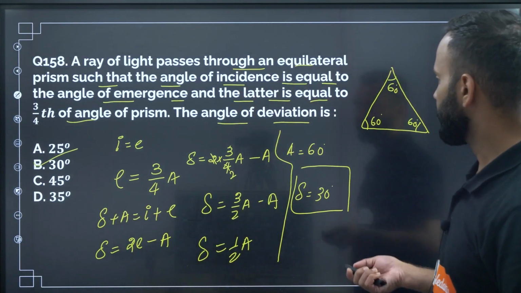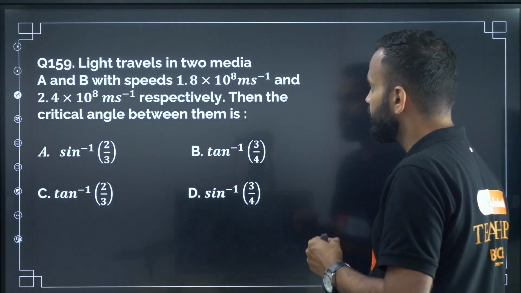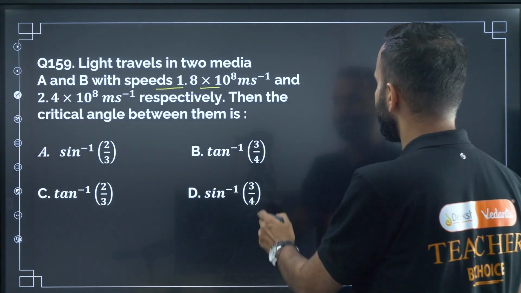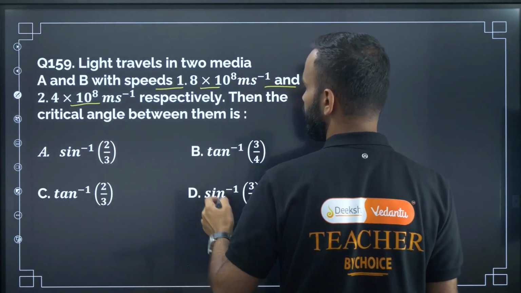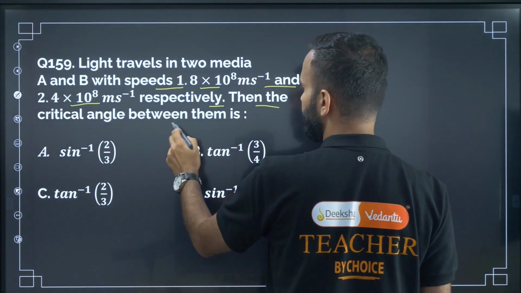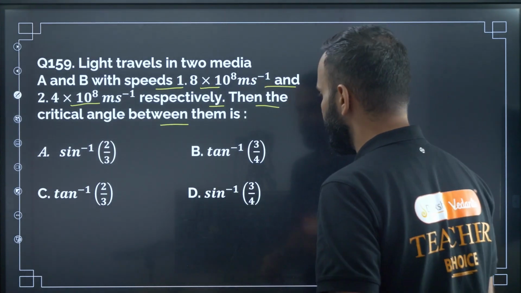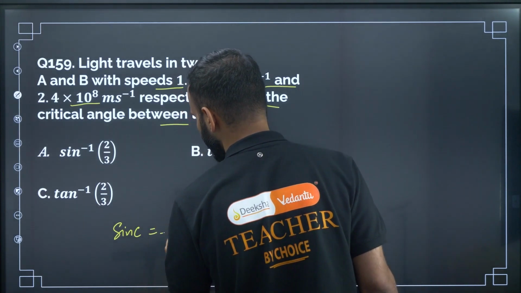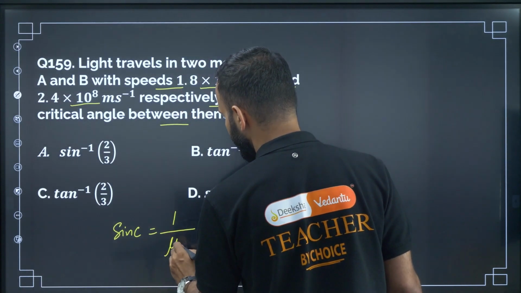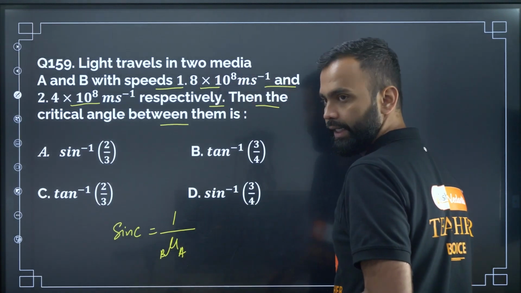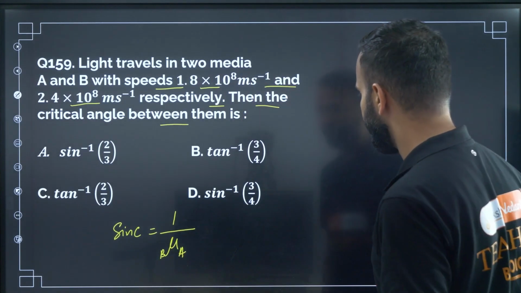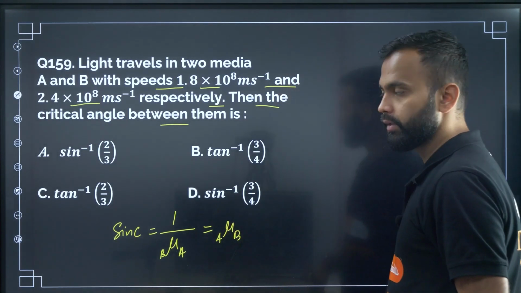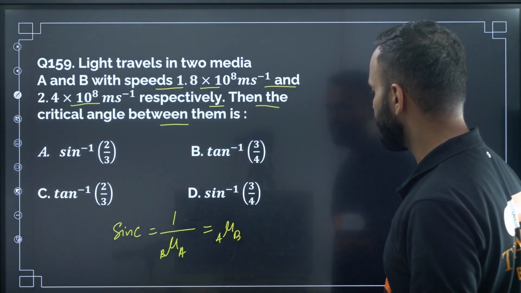Next question, question number 159. A light travels in two media, A and B, with speeds 1.8 into 10 to the power 8 meter per second and 2.4 into 10 to the power 8 meter per second respectively. Then the critical angle between them is. So what is the condition for critical angle? sin C is equal to refractive index of A with respect to B, that is refractive index of B with respect to A.